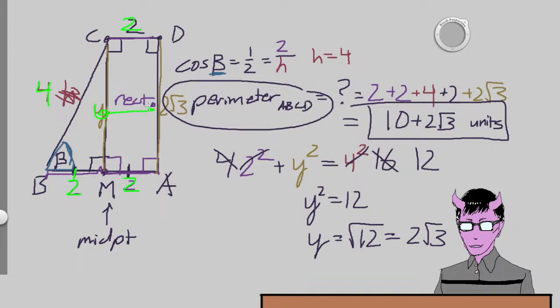Once we figured out the y was 2 root 3, since this is one part of a rectangle, then the opposite side is also 2 root 3. All the numbers are known. Just simply summate all of them to get the perimeter right there.